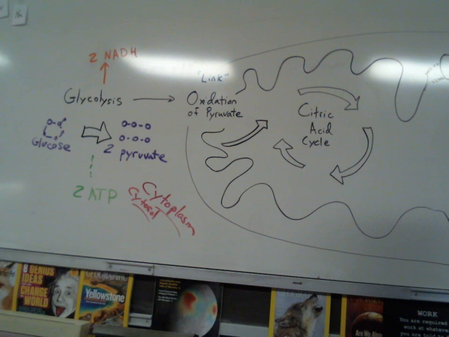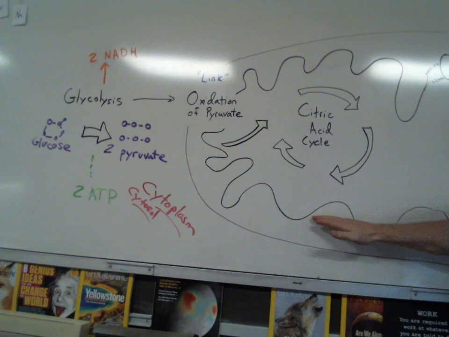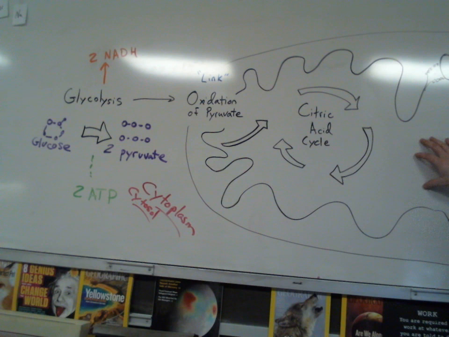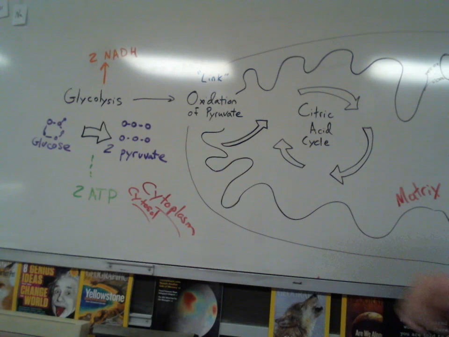There are 2 places we have to distinguish. What's this place in the very middle? The matrix. So the very middle, that's your matrix. We can label that now. In the middle, we have the matrix. What about in between our membranes? What space is that? It's the intermembrane space.